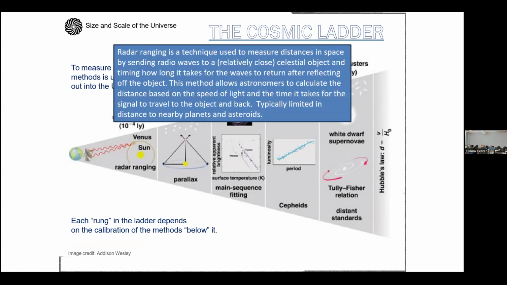Radar ranging is pretty self-explanatory, where radar or radio waves or some kind of transmission is used to directly bounce off an object. It's a relatively new process, limited to nearby planets and asteroids.